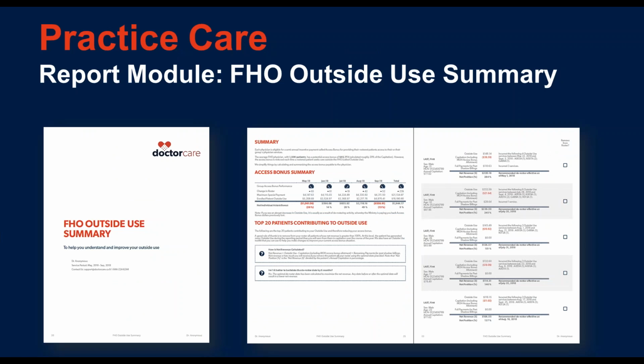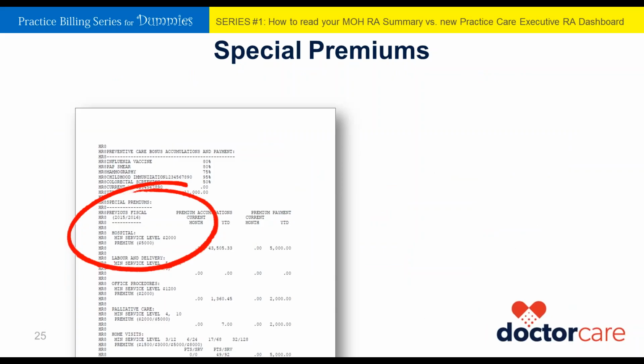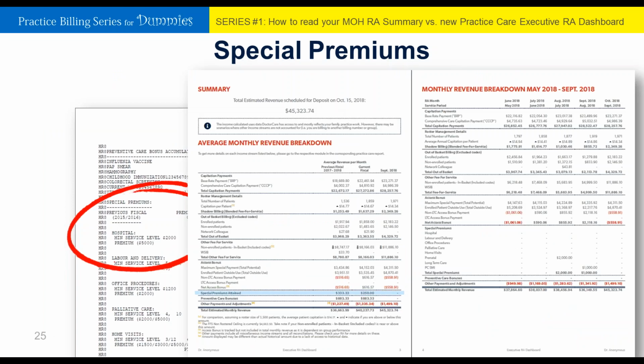For special premiums, here's where you can find it on your RA summary, on page 47 of the sample report. But on the Executive RA dashboard, you can see the trend of how much revenue you are generating for this and which month you would receive the bonus in.